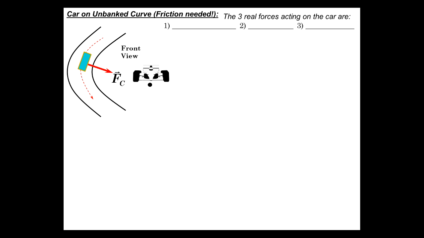In the next example, let's consider a car on an unbanked curve. So here it is looking from above. The car is going around the corner. And if it wasn't for friction, I mean, if this was glare ice, it would just sail right off the road, right? So friction is needed to hold the car in place on the road. So how does that work? Well, if the car is moving in a circle or in a curve, Fc is pointing inward. We know that has to be the case. So the net force is Fc acting inward. So how does this come together? Well, let's look at a front view.